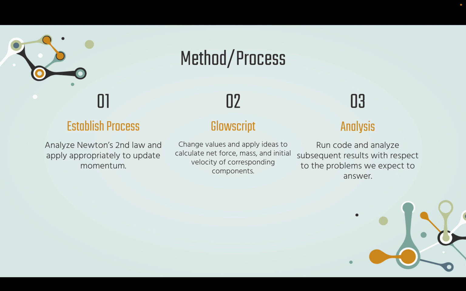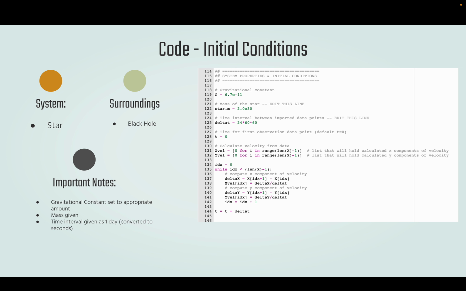This is the method of process that I use. First, I establish our process by looking at Newton's second law and applying appropriate ideas. Second, within the code, I change the values and apply the ideas to calculate net force, mass, and initial velocity of corresponding components. Third, I analyzed the results and answered our questions.